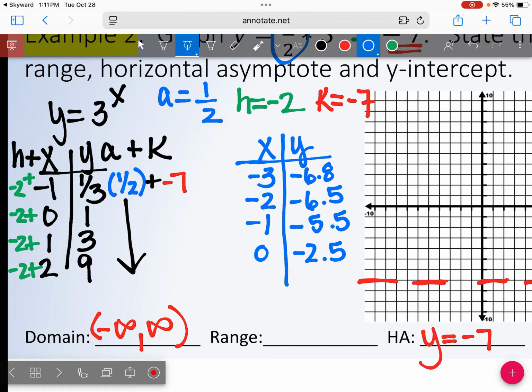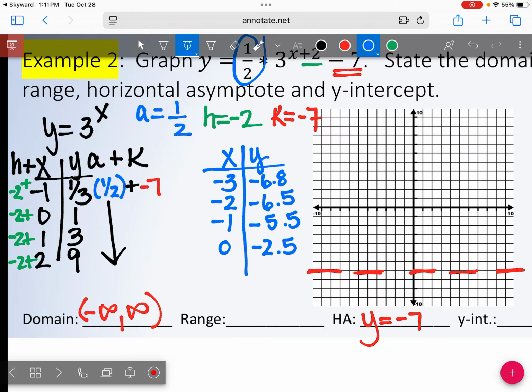Got some confused looks. Did I mess up something? Hold on. Half of 3 is 1.5. Yeah, I think they're right. I'm gonna say they're right. I don't know. All right, let's go ahead and graph it out.